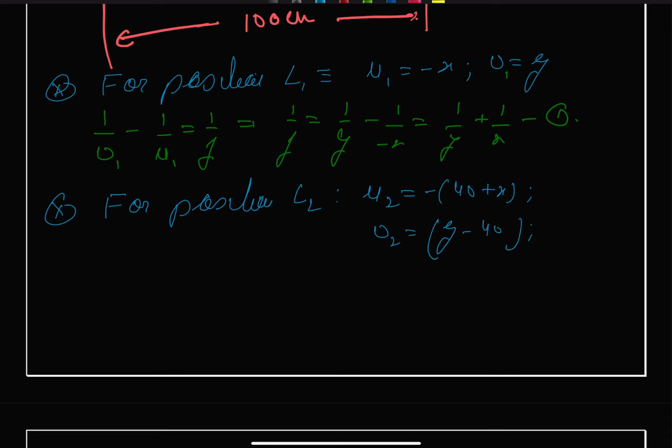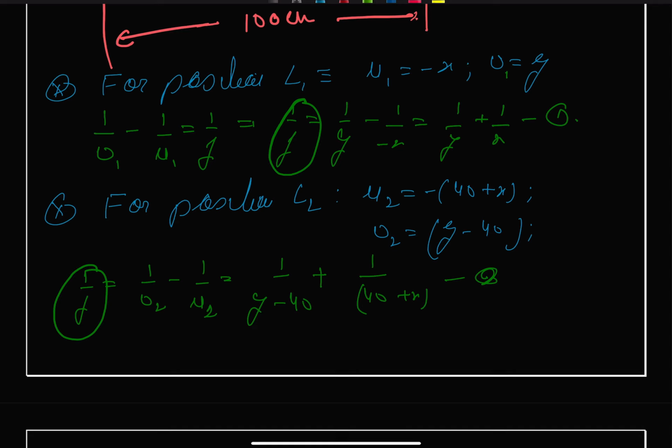Focal length will be same. So we can write it as 1 upon f is equal to 1 upon v2 minus 1 upon u2. We substitute the value. We get this as 1 upon y minus 40 minus of minus 40 plus x. And we can say this minus and minus becomes plus. Let us call this equation 2. And this is also 1 upon f, and this we also have 1 upon f.